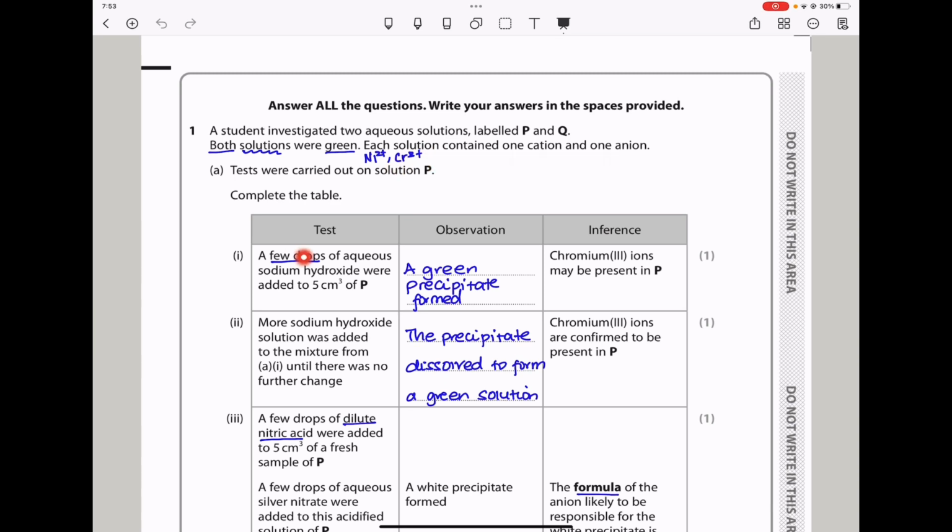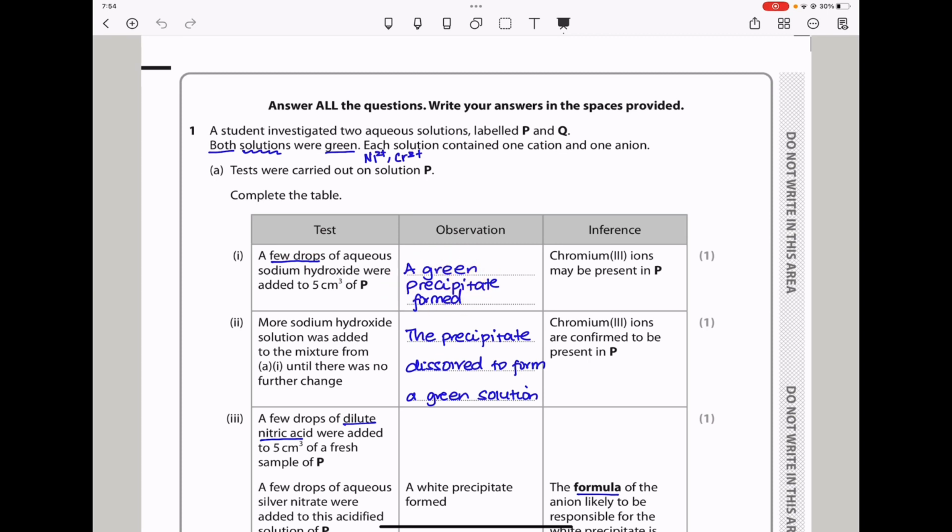In the first test, a few drops of aqueous sodium hydroxide were added to 5 cm³ of P. The inference is chromium 3 ions may be present. If chromium 3 ions are present when a few drops are added, this is going to be a green precipitate.